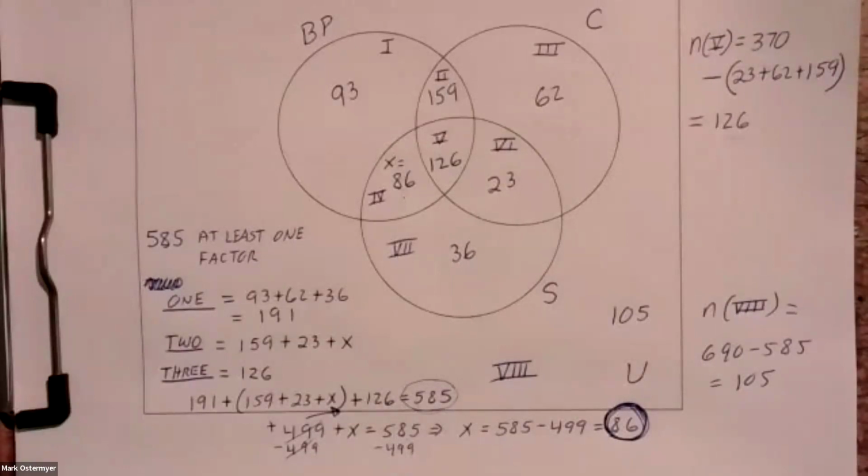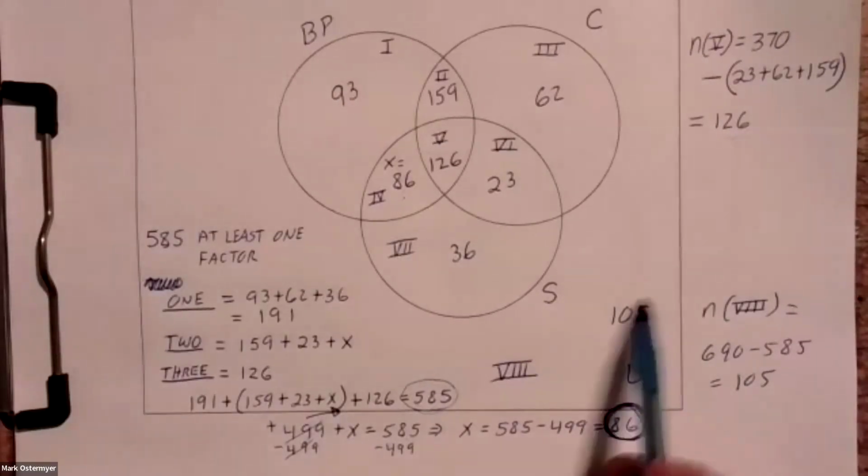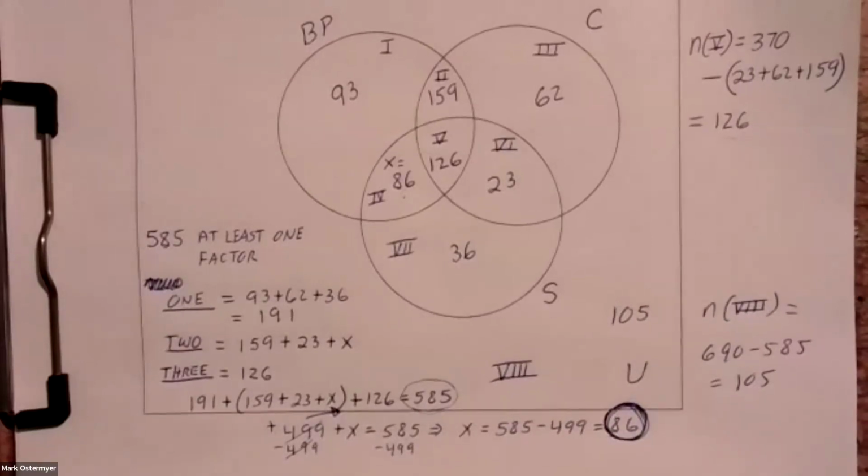Question C. How many had none of these risk factors? 105. That was easy. Last question. What percentage were smokers? Of the 690 survivors that were surveyed, what percent were smokers?